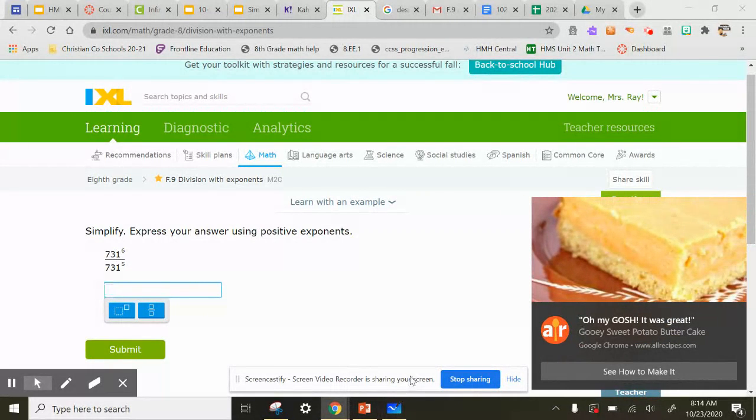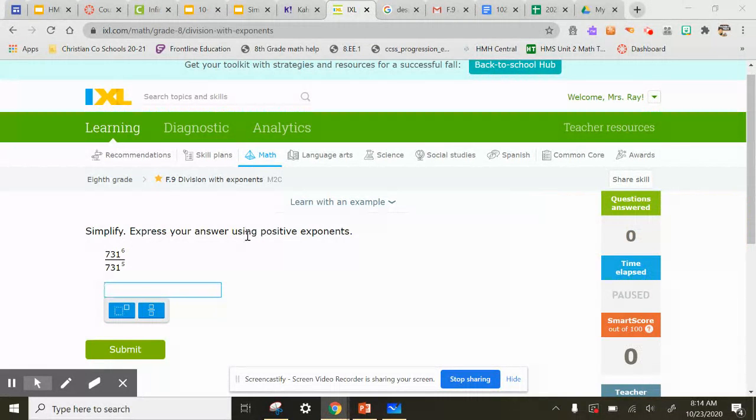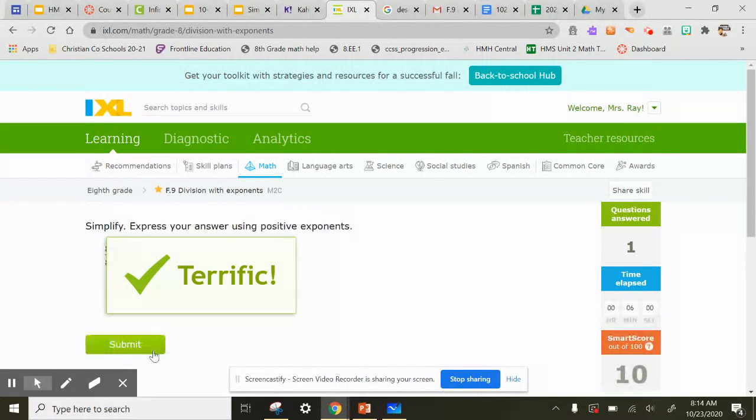Here's the first one. It's 7^31. And you've got exponents 6 and 5, so you're going to type in 7^31. Okay, and it does say keep positive exponents, but 6 minus 5 is positive. So you'll click this. We're going to type in a 1, and then you're going to click submit.